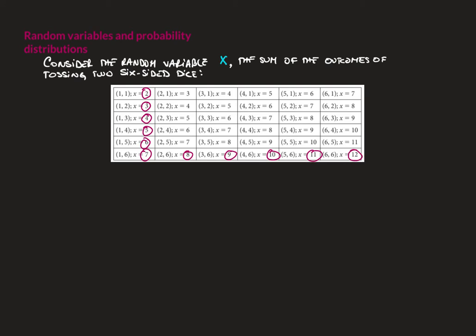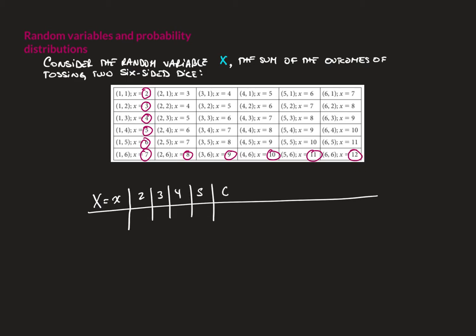Say we wanted to build the probability distribution that represents this random variable. We're going to build a table where the first row is going to be assigned to the values of the variable. So in the first row, we want to have the values of x. And the values that we can have are 2, 3, 4, 5, 6, 7, 8, 9, 10, 11, and 12.